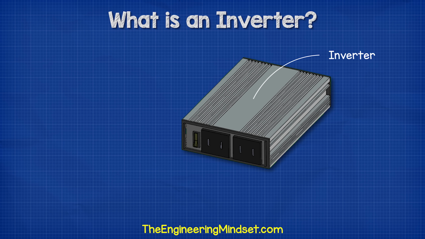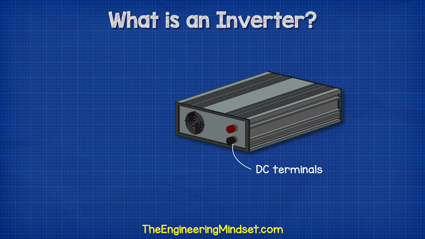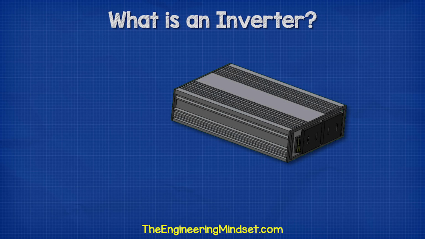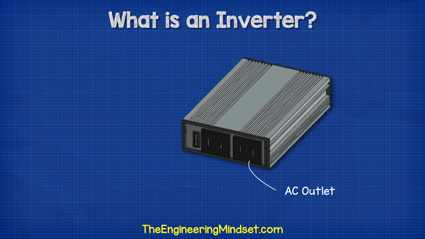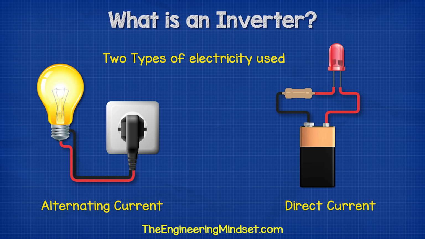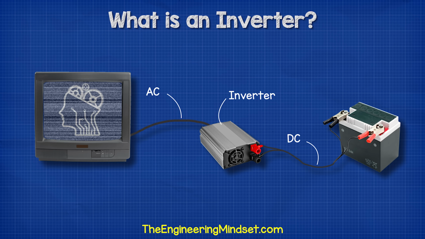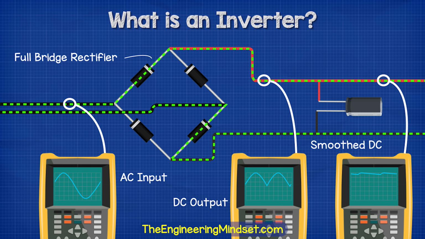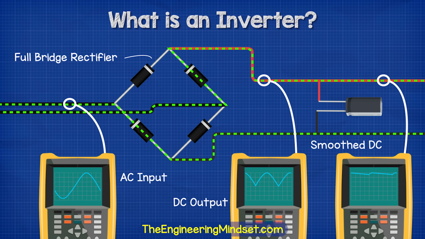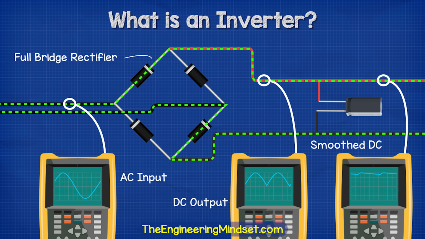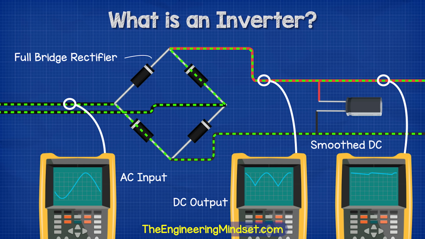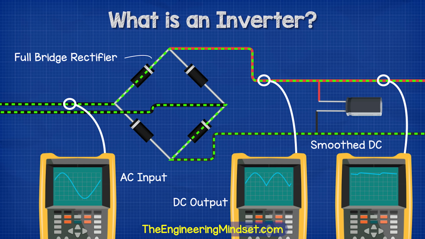A typical inverter looks something like this. It has some red and black DC terminals on the back end, and on the front end we find some AC electrical outlets. That's because there are two types of electricity. There is AC and there is DC. An inverter is used to convert DC, or direct current, into AC, alternating current. We can also convert AC into DC with the use of a rectifier, but we'll cover that in a separate video, and I'll leave some links in the video description down below for that.